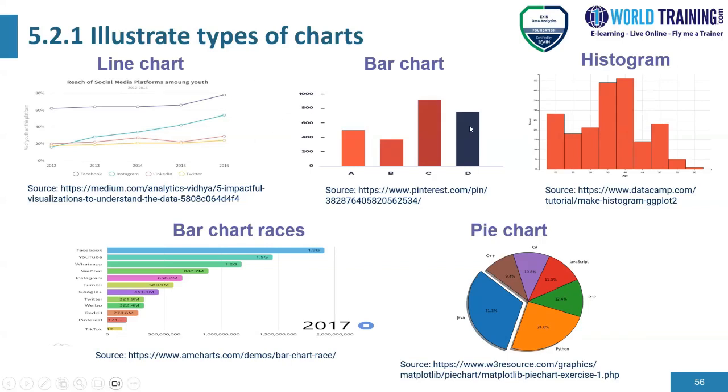On a similar line, we can always use bar charts. Your bar chart basically presents your data variables using vertical or horizontal bars, and these are ideal for the visualization of discrete data with a limited number of categories. So if you have a limited number of categories, say A, B, C, D, or 5 or 6 categories, you can definitely think of using a bar chart.